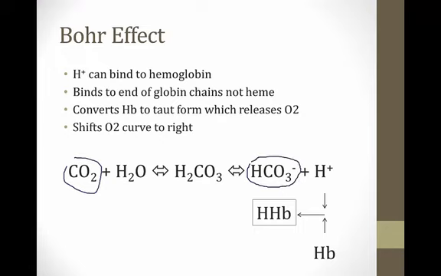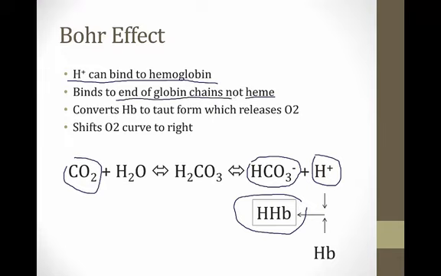First of all, this reaction is going to produce a hydrogen ion, and it turns out that those hydrogen ions can bind to hemoglobin. And when a hydrogen ion is bound to hemoglobin, we often abbreviate it as HHb. It doesn't bind to the heme molecule the way oxygen does. It binds to the end of the globin chains, and it converts hemoglobin to a taut form, which releases more oxygen, and this shifts the oxygen curve to the right, and this is called the Bohr effect.